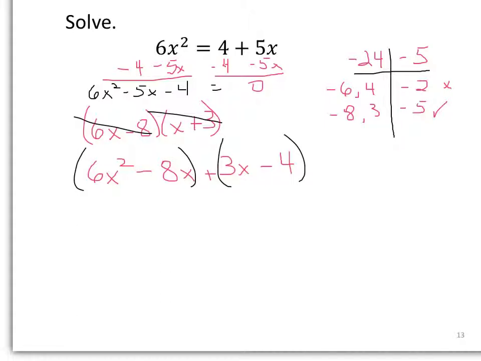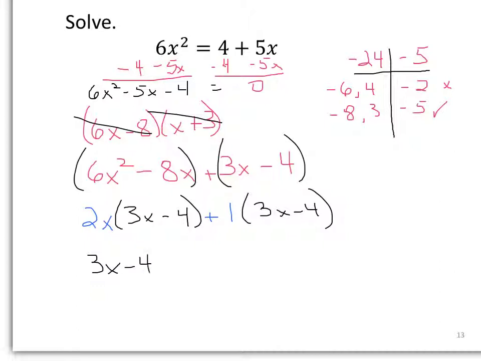Now we find the common factor of each one, and in the first one we have 2x as our common factor, leaving 3x minus 4. And in our second one, 1 is what we put in front because 3x minus 4 doesn't have any other common factor. So then we just write 3x minus 4. And now we see that this binomial and this binomial are the same and can be pulled out front. So we treat that as our new greatest common factor, and we're left with 2x plus 1.